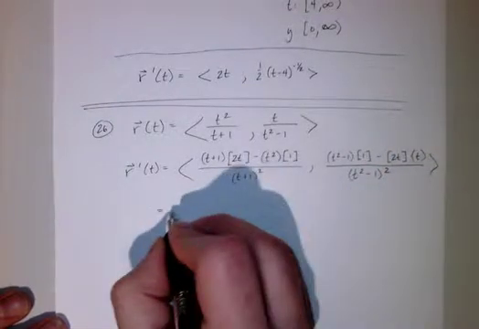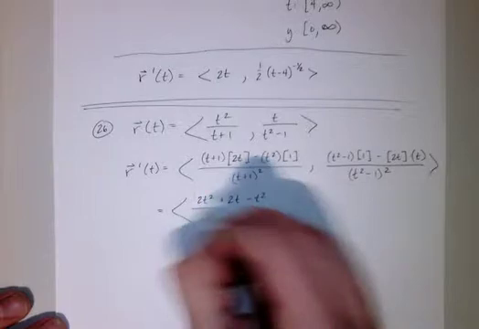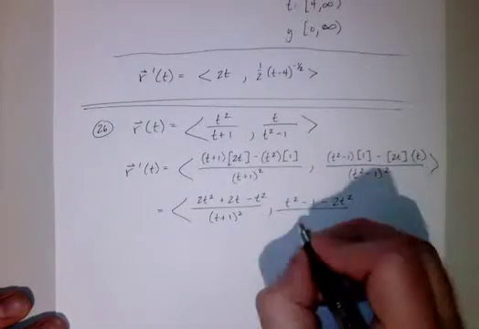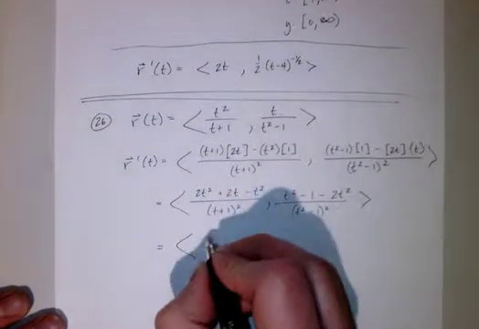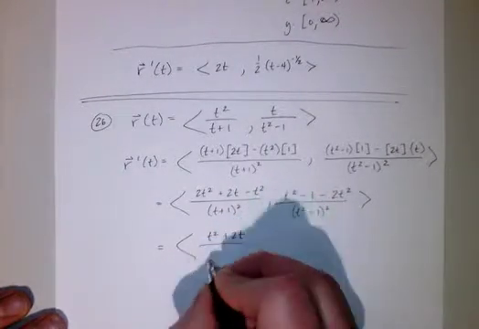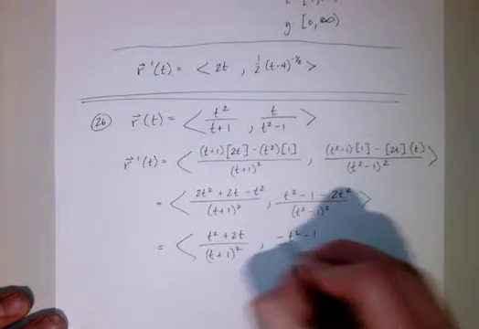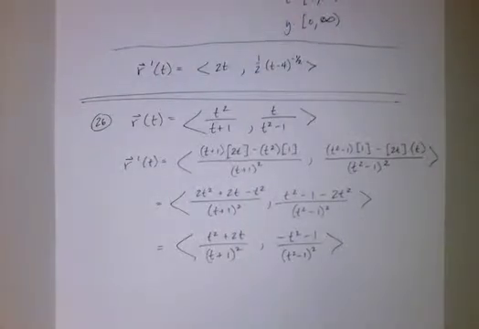Now that's nasty, but it does clean up just a little bit. Let's go ahead and do a little bit of distribution. It's 2t squared plus 2t minus t squared, all of that over t plus 1 squared. That's t squared minus 1 minus 2t squared, all of that over t squared minus 1 squared. And then I just have to do a little combining of like terms in that numerator of both of those. And so I have t squared plus 2t over t plus 1 squared, and negative t squared minus 1 over t squared minus 1 squared. And that would be the derivative, okay? Because you're worried about the components, you're just interested in how each component is changing with respect to t, okay? Now, let's go ahead and move on to number 27, which is a little more difficult.